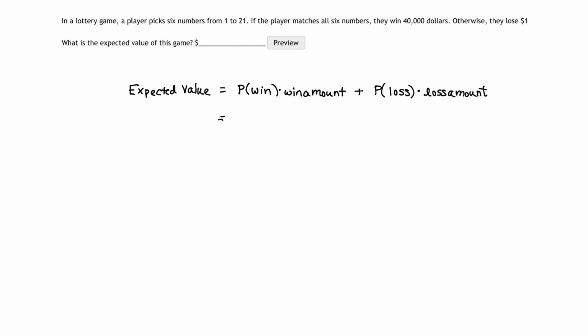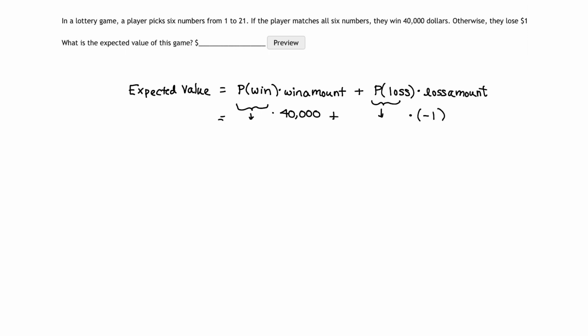Now the probability of winning, that's the complicated part. We know what the win amount is. If a player matches all 6 numbers in this game, they win $40,000. The probability of loss, well, again, that's something complicated that we're going to have to figure out. And we do know the loss amount. That is a loss of $1 each time the game is played. So our basic setup really comes down to determining the probability of wins and the probability of losing at this game.